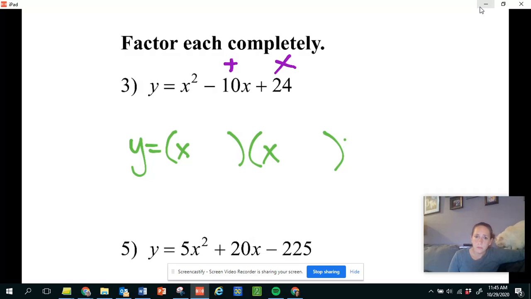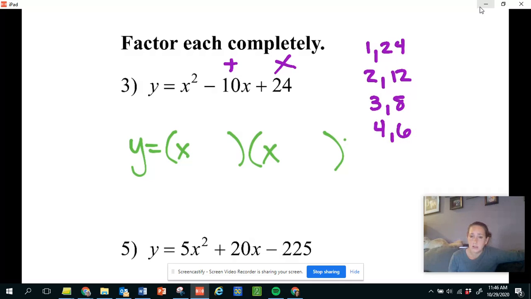But anyway, what I suggest doing, if you have a hard time with this, is to literally just list off the different ways to multiply up to 24. So start by dividing by 1 and work your way up until you start repeating yourself. Ways to get 24: I can multiply 1 and 24, 2 and 12, 3 and 8, 4 and 6. 5 would end up giving me a decimal. And once I get to 6, I'm repeating myself, so I'm done.